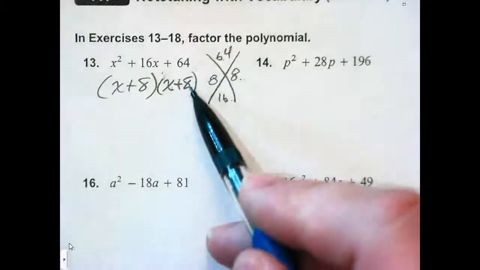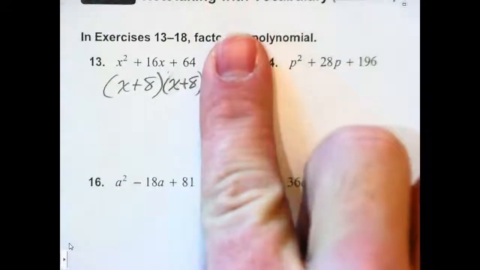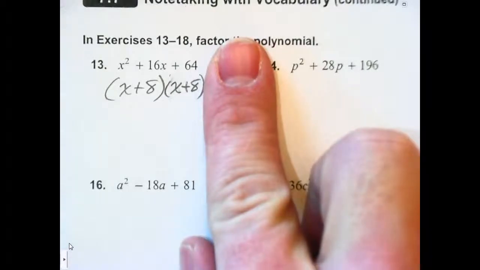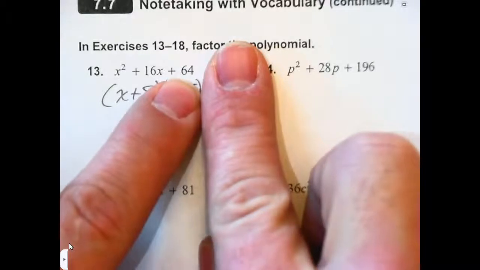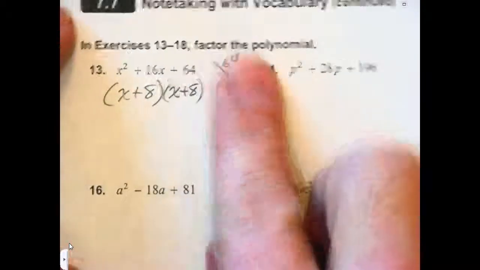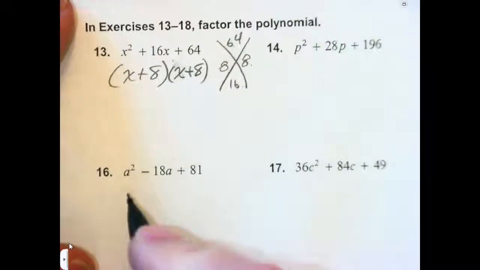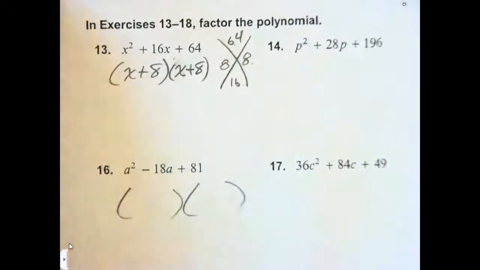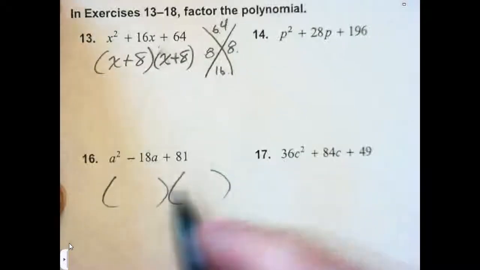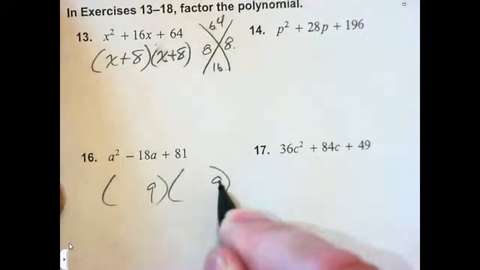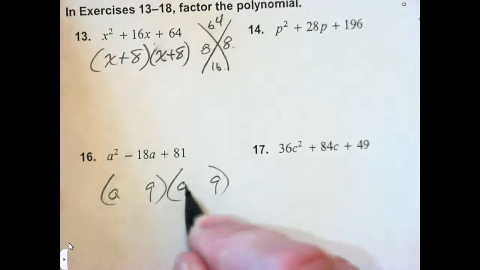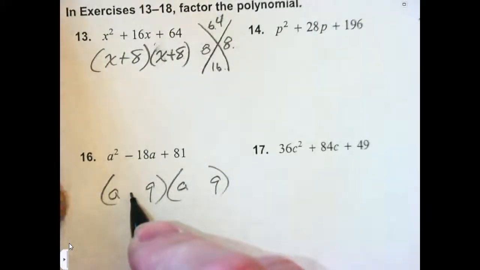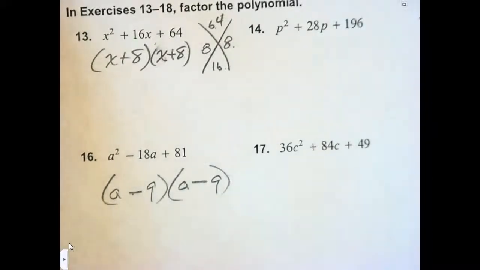How did we get 8 from this? Let's say we ignore this. How do we get 8? Square root of 64. Take a look at this one down here. Using that same logic, what would this one be? 9. What goes here? What goes here? Why is it minus?